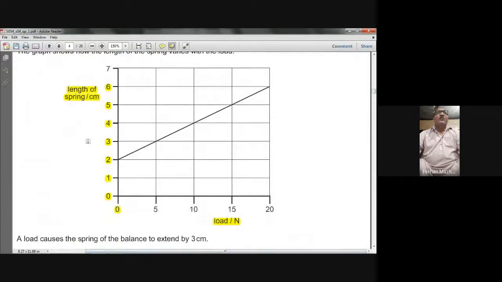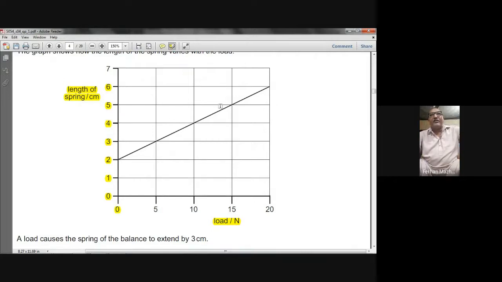Okay. So from the graph, you see, he says the length will be 5. From 5, I will go to the graph. And below that graph, I will check what's the length, what's the load, sorry. I know the stretch length is 5 centimeters. So from the length, that's 5 centimeters.